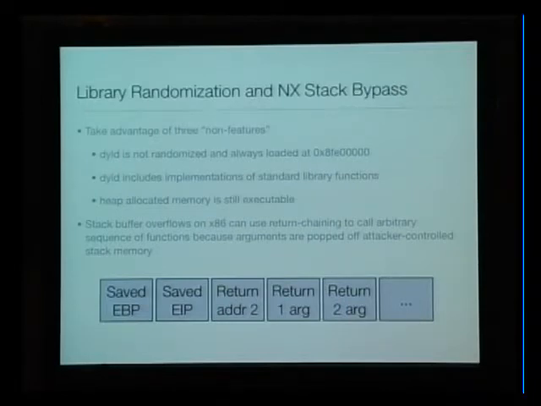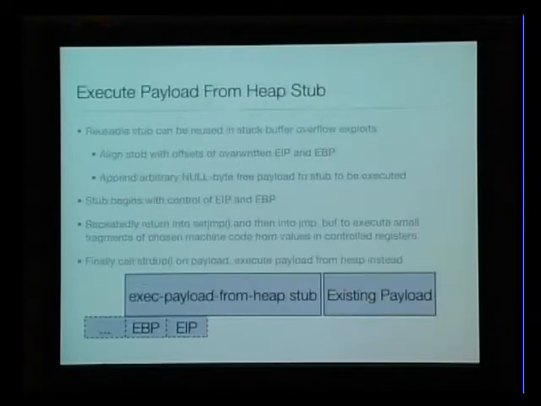And then when that function is done, it'll return to return address 2, which will pull the return 2 argument off the stack. And basically, you can use this to call any functions that take one argument over and over again. And so what this stub does is, like I mentioned, you just take it, align it with EBP and EIP, and it encapsulates all of this logic that will return into setjmp.